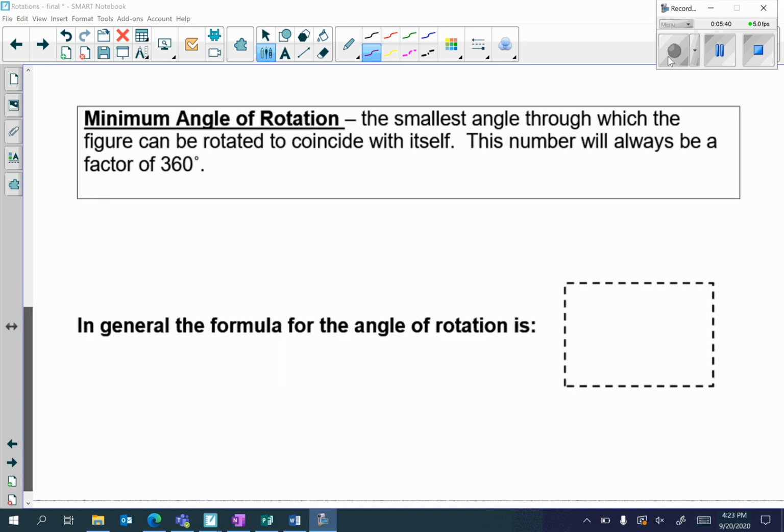The minimum angle of rotation is the smallest angle through which the figure can be rotated to coincide with itself. This number will always be a factor of 360. The general formula for the angle of rotation is 360 degrees divided by n, which represents the number of sides in the figure. So we want to rotate a figure the smallest amount of degrees in which it looks exactly like it started off with.